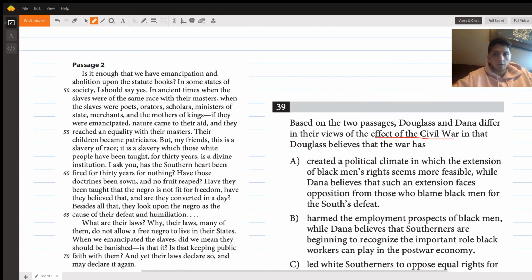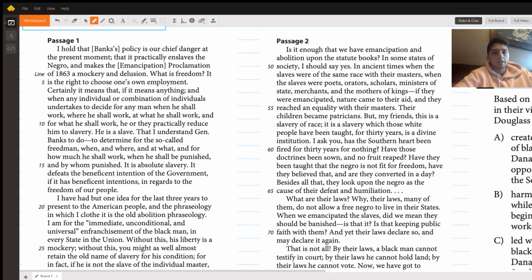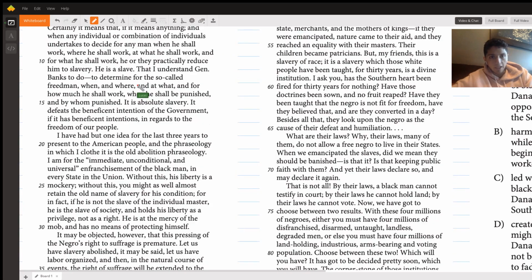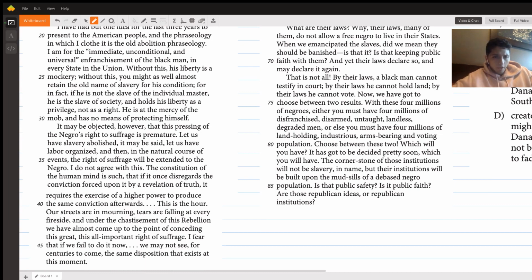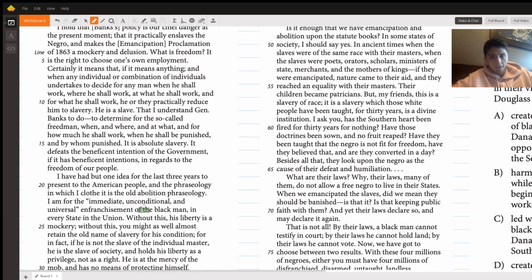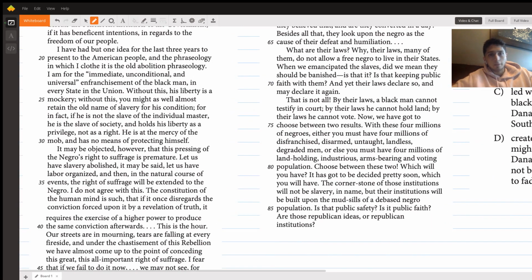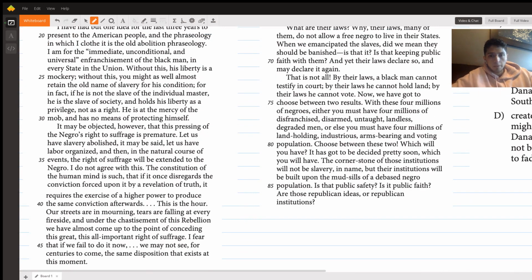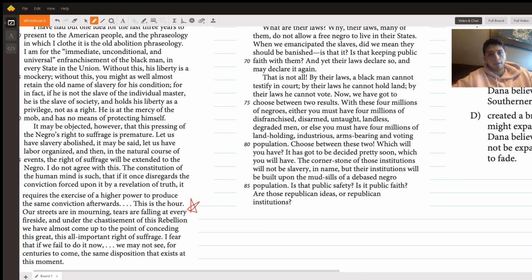So first thing that I would do is go back to passage one, which I have the whole thing here, and scan through it for anything that Douglas says about the Civil War. When I was solving this one, I realized it's really hard to find the text. The Civil War is not mentioned, and there's nothing very clear about the war or a recent event. Down here is the text we want to look at, but it's hard to identify right off the bat.